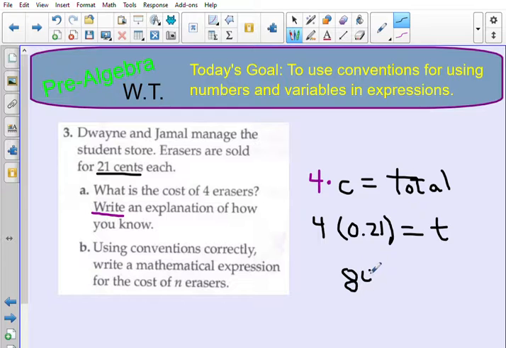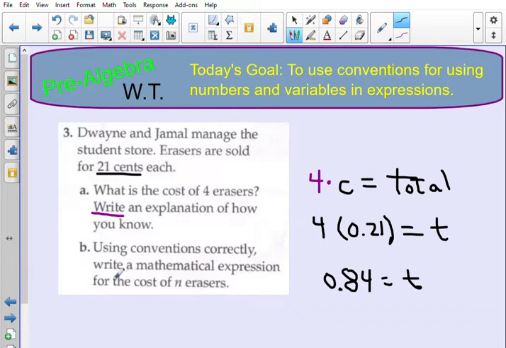Don't write down 84 equals T. 84 equals T would be wrong. You're not spending $84. You're spending 84 cents. You need to have the 0 in front of the 84. Not just a decimal, the 0 needs to be there. So it's 0.84 equals T, and then it says use conventions correctly.